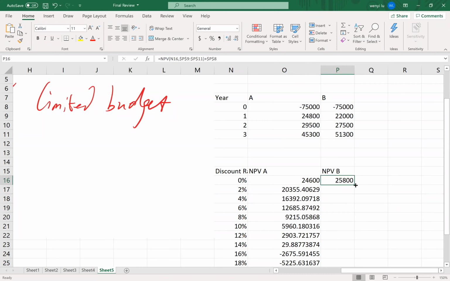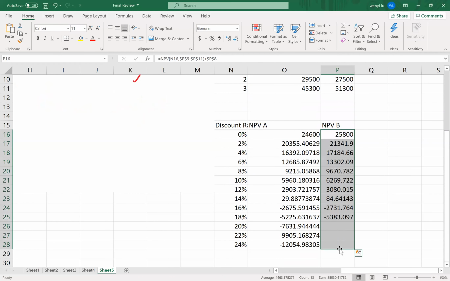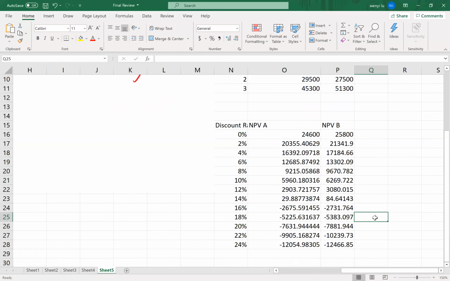You see, if I drag this one down, what happens? At the beginning, B is more than A. But when our discount rate continues increasing, at some certain point, A will be getting better. So these two projects are not always such that A is worse than B. At some certain point, A is better. How can we determine which rate will be the crossover for both projects? That is what our question asks you to solve.